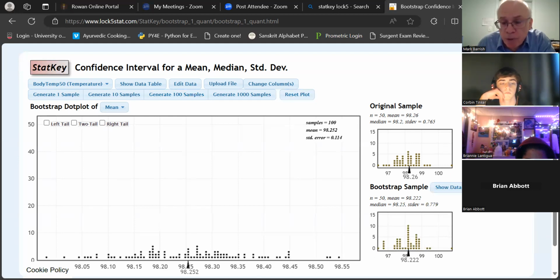Now, what is this one that's here? This is one of them. All right, it happens to be the one at 98.222. But if I actually move my cursor along here, notice that the bootstrap sample actually changes, right? So if I pick that one, that's what the bootstrap sample looks like. And if I move it along here, it just gives me other ones. So these are 100 bootstrap samples.